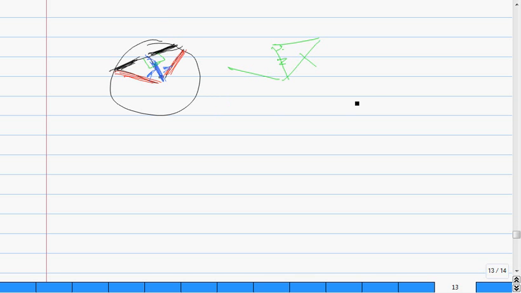Do you understand that? So let's go through it again. The radii are equal. We have a right angle, we have a right angle, and we have a common side, because the blue side is common. Therefore it's right angle, hypotenuse, side. Therefore the triangles are congruent. Therefore all the sides are the same. Therefore the black lines are the same.